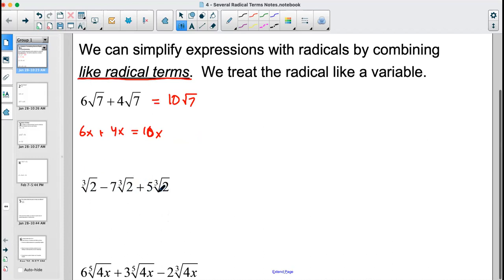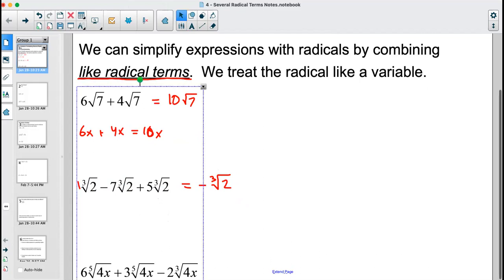And we can do the same thing here. We have 1 cube root of 2 minus 7 cube roots of 2 plus 5 cube roots of 2. So you just add the numbers in front. 1 minus 7 is negative 6. Negative 6 plus 5 is negative 1. So it's negative 1 cube root of 2.